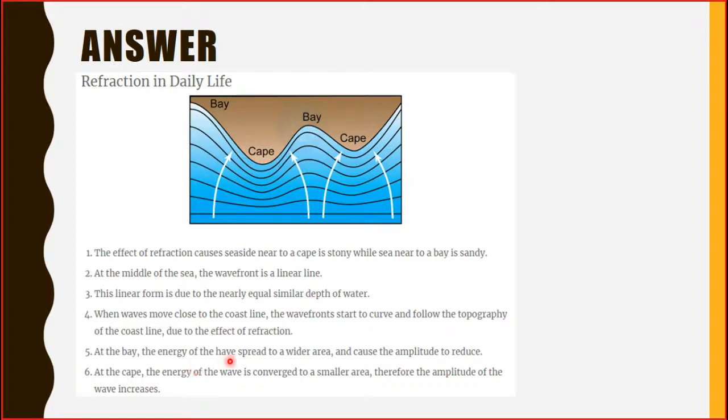And then at the bay, the energy of the wave spreads to a wider area, so the amplitude is reduced. At the bay, the amplitude is reduced. At the Cape, the energy of the wave is converged to a smaller area. At this particular point, all of the waves are going to meet, so the amplitude is very, very high. Okay, so that is the answer for that particular question. So 2 marks, just 2 answers.